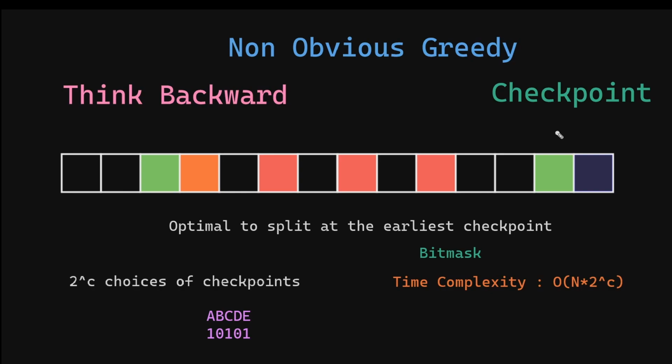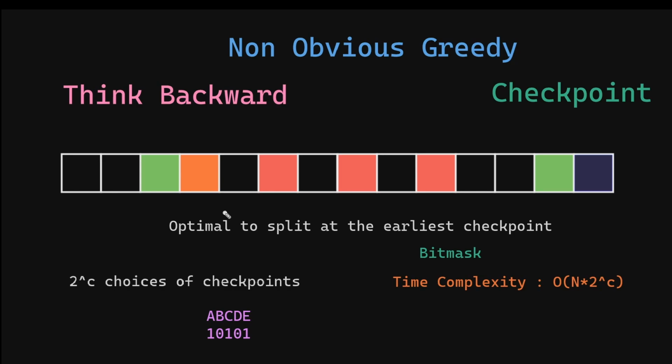Now, let us talk about a non-obvious greedy solution that is indeed correct. Suppose I give you the optimal answer and I tell you that in the optimal answer, the colored boxes represent the letters that are present in the optimal answer. Also, let us call each of these colored boxes a checkpoint. Given this information, can you figure out a strategy to split this string into several parts such that each part has size less than or equal to k?